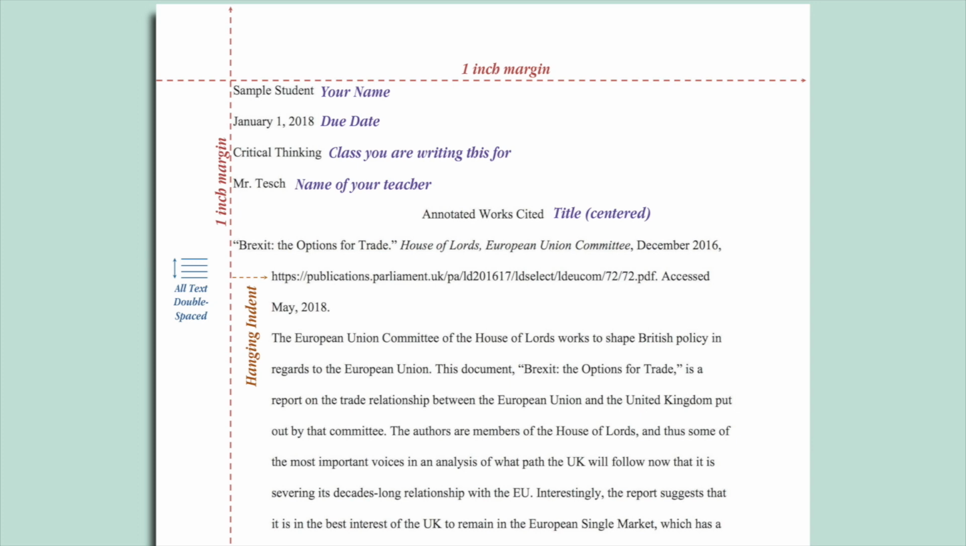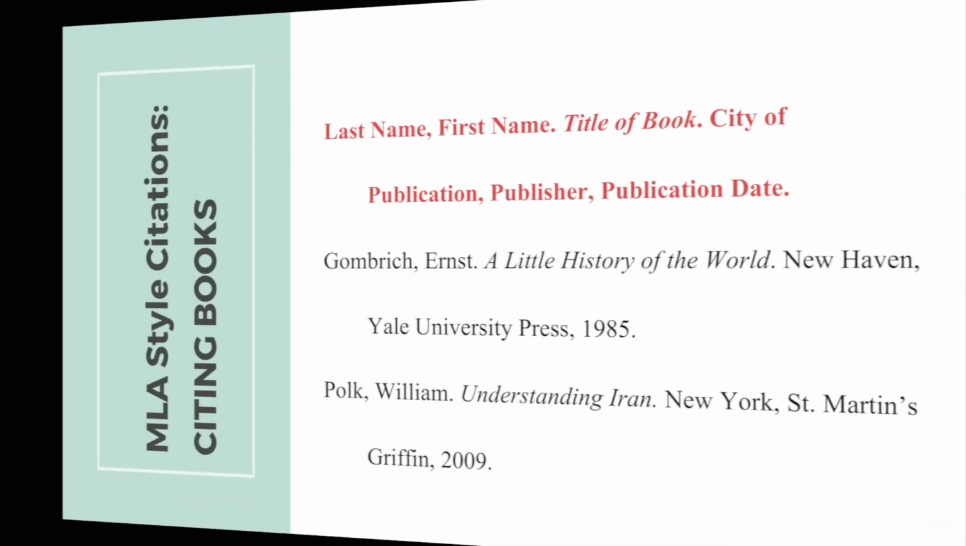At the top of your paper and on the left-hand side, you should put your name, the date, the class you're writing this for, and the name of your teacher, followed by a title which you center on the page. Then, things get really fun. This is where you start to cite your sources, with a summary of each source underneath each citation. Let me show you how to format those citations.